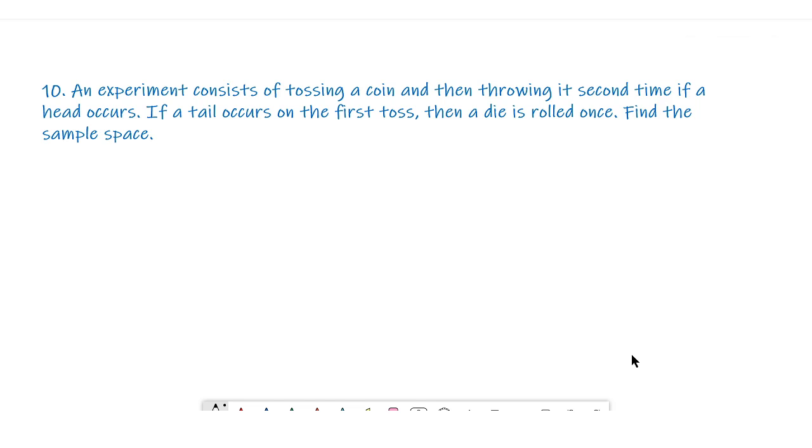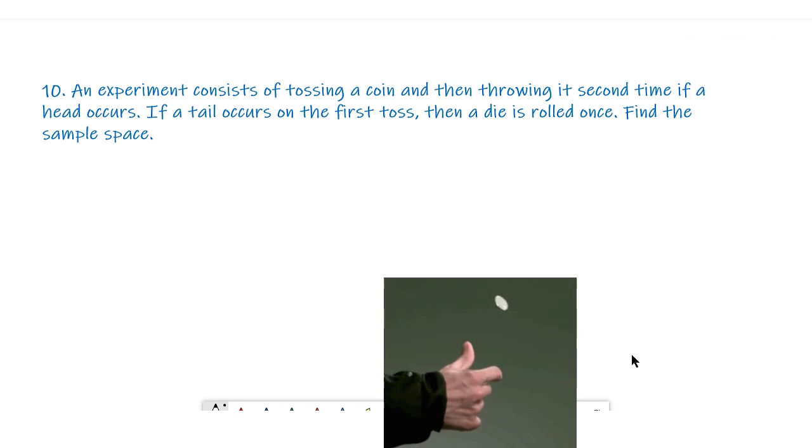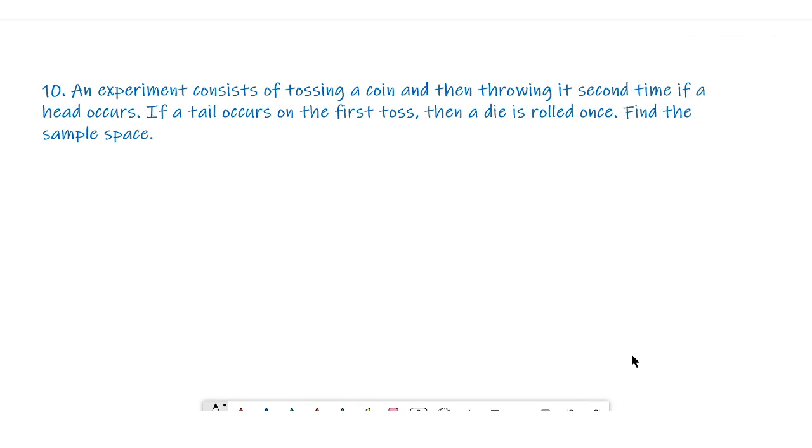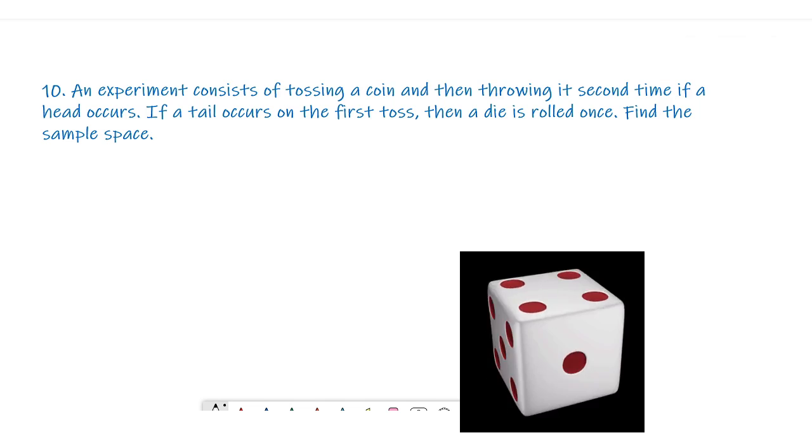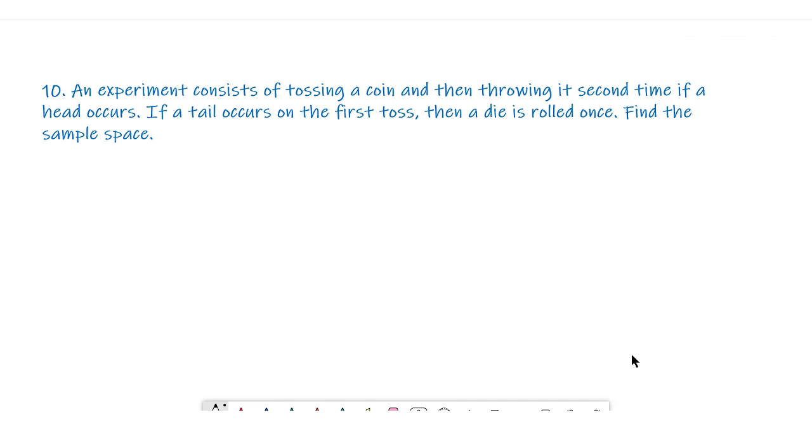Question 10. An experiment consists of tossing a coin and then throwing it a second time if head comes. If a tail occurs on the first toss, then a die is rolled once. Find the sample space. In first toss, there will be two outcomes, head and tail. If head occurs, then we toss it again. So what we get? Either head or tail.